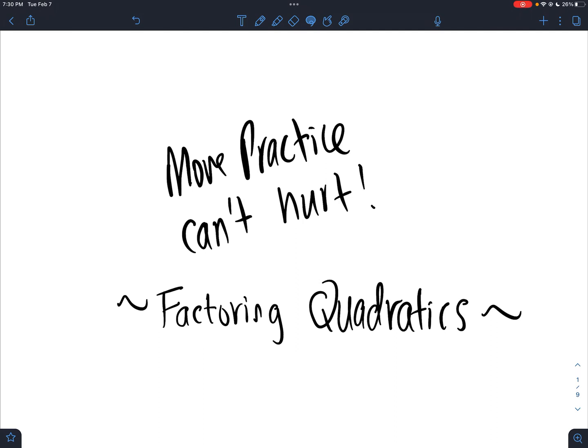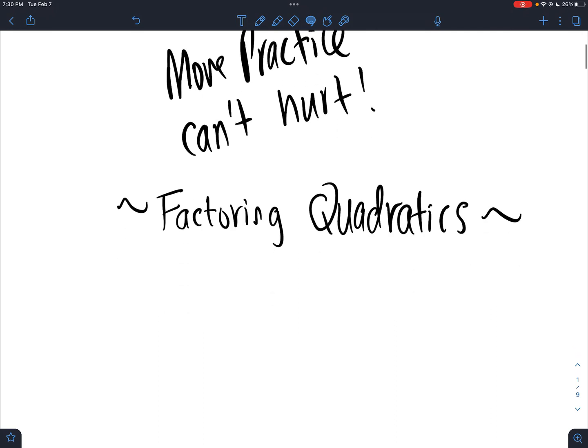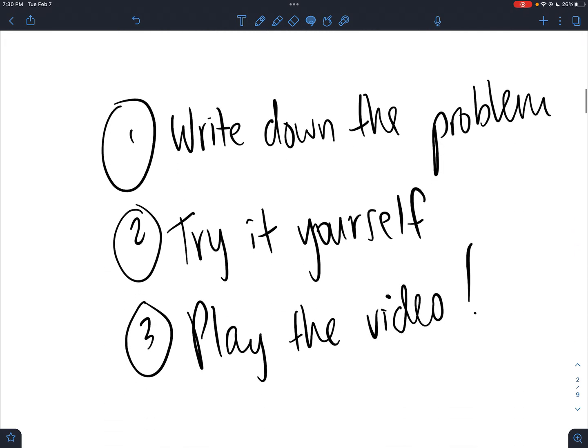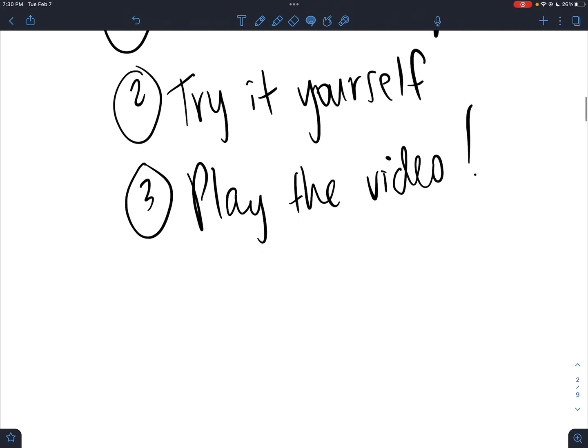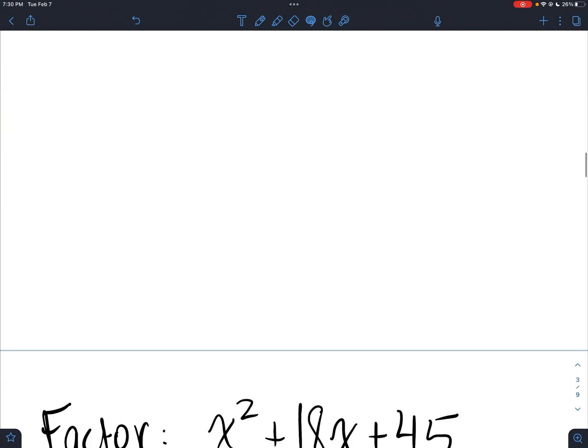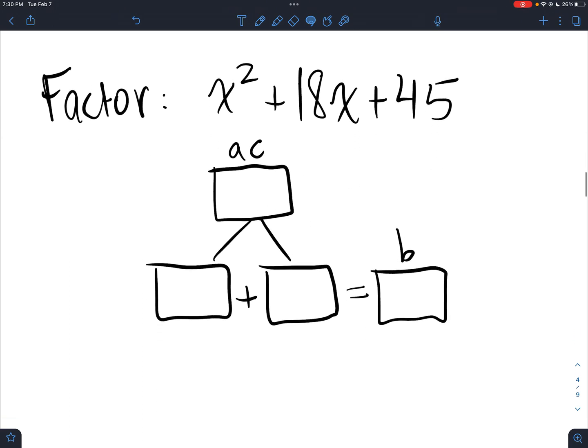All right, I'm putting in another video, spending some time making this just to give you some more practice with factoring quadratics. We're talking about when a is 1 and using the AC method. So if you would, before I have 5 problems, write down the quadratic for each one, try and factor it yourself, and then go ahead and play the video and watch through, okay? So go ahead and pause now and try to factor this guy.